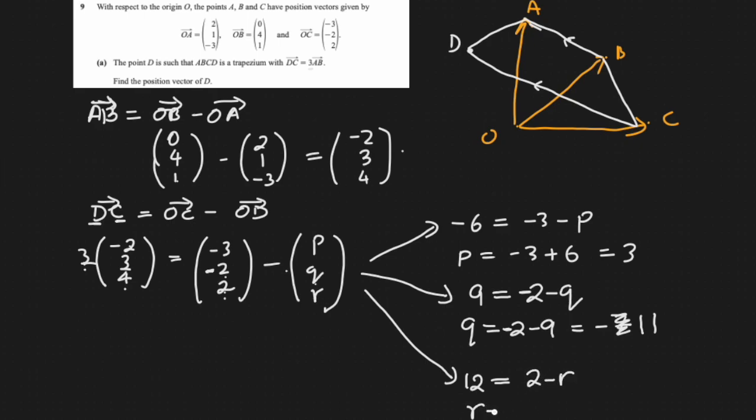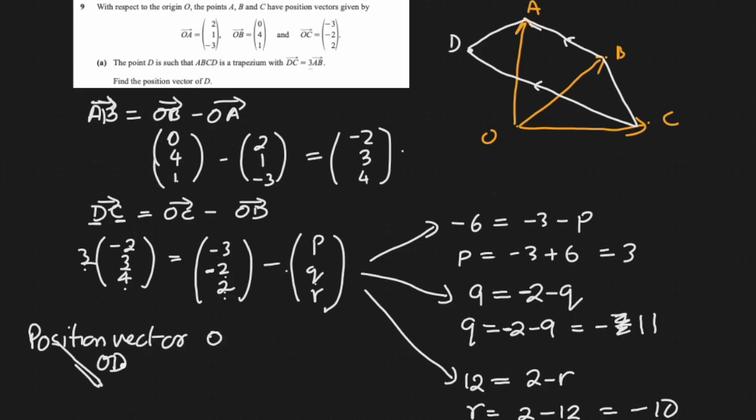So R goes to the left side, 2 plus minus 12, which is minus 10. So the position vector OD of D, OD is equal to P was 3, Q was 11, and this was minus 11, and this is minus 10. Done. We found the position vector of D.